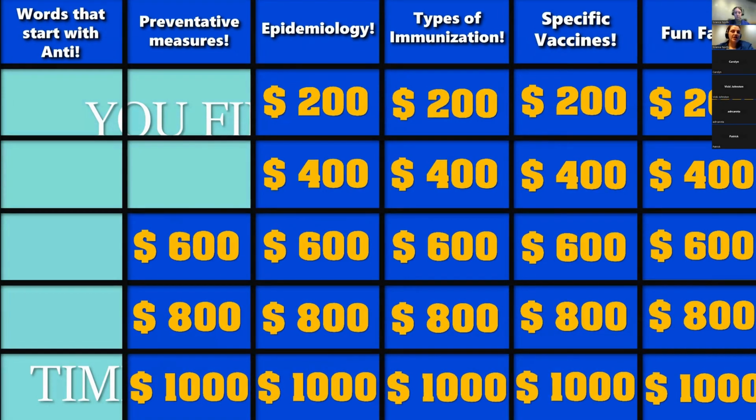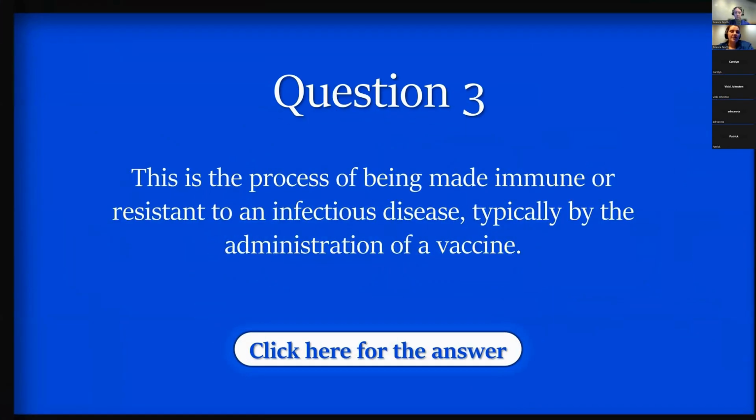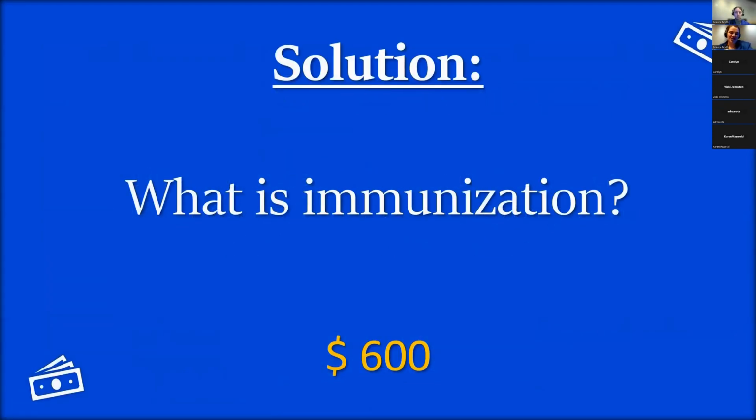For our third question in the preventative measures category, this is the process of being made immune or resistant to an infectious disease, and it's typically by the administration of a vaccine. So if you answered what is immunization, good job, absolutely wonderful. You can give yourself $600 for that question.